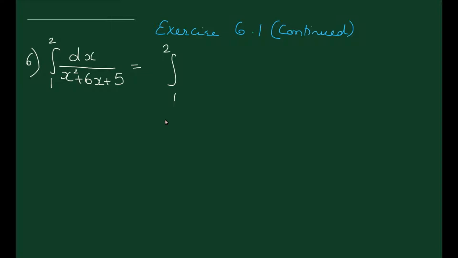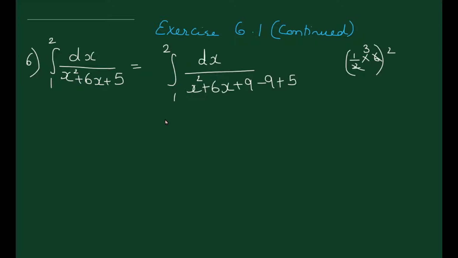That is, we take dx upon x square plus 6x. We also write half of the coefficient of x the whole square. In this case, it is 6 by 2 the whole square, which comes out as 3 square, which is 9. So we write x square plus 6x plus 9 minus 9 plus 5. I do hope that you are thorough with that method, so you'll remember or understand what I'm doing over here.